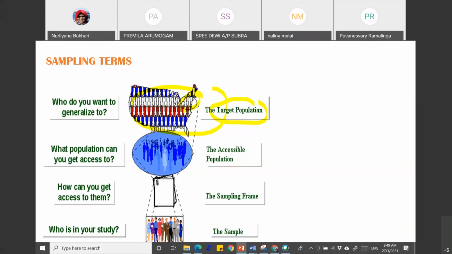For example, the whole state. Here is the state of Massachusetts based on this US map, in the north. So who is accessible? You go to the Department of Census or Department of Statistics and check who answered the census. So you get the accessible population. These are the accessible ones, that I can reach without having to swim across the Atlantic Ocean.